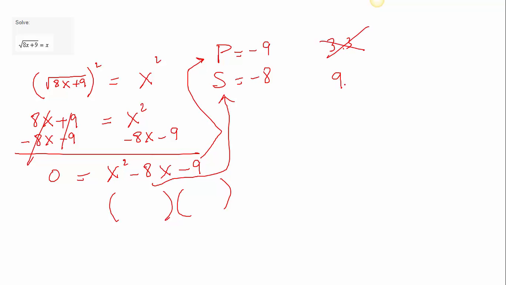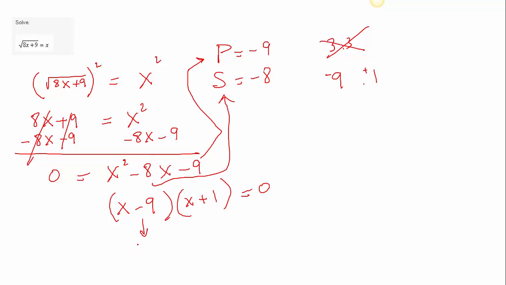How about 9 times 1? 9 times 1 is 9. Their sum could be negative 8 if we use negative 9 plus 1. So negative 9 times 1 is negative 9. Negative 9 plus 1 is negative 8. So we're done. So it's going to be x minus 9, x plus 1. So now we have to equate this to 0. Every time you equate two factors to 0, one factor at a time could be 0.